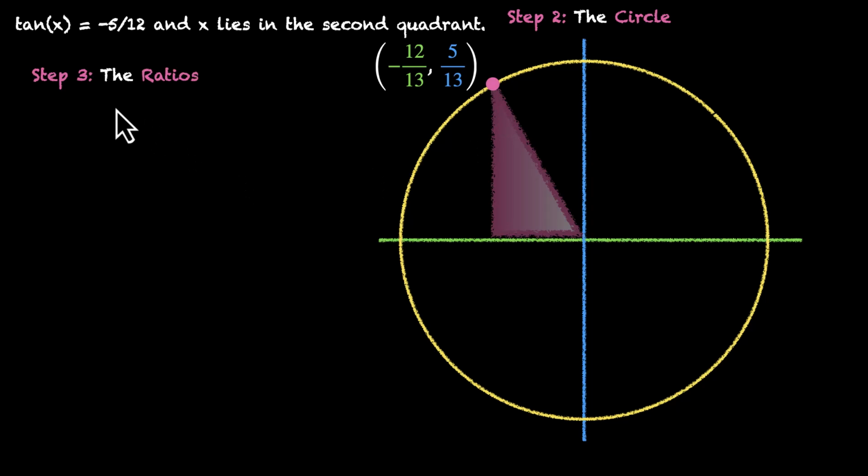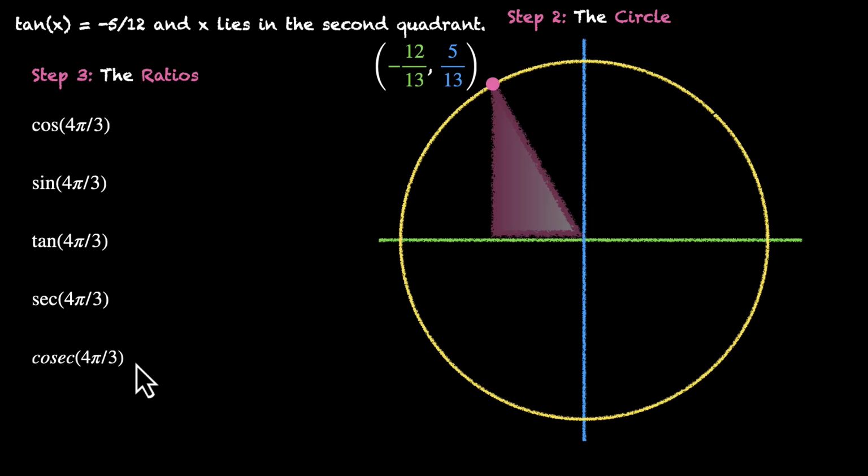On to step 3, the ratios. We need cos, sine, tan, sec, cosec and cot. Cos and sine are here. Cos is minus 12 by 13, sine is 5 by 13. Tan is given in the problem, that's minus 5 by 12 and we can double check that. Tan is 5, 12 and a negative sign, so that's minus 5 by 12.